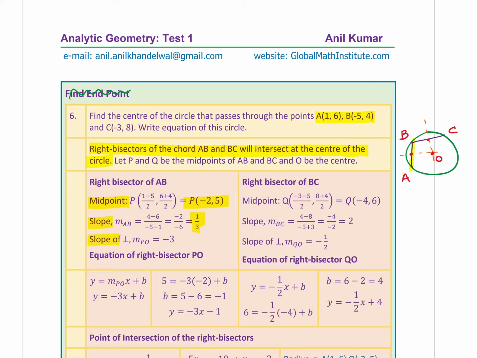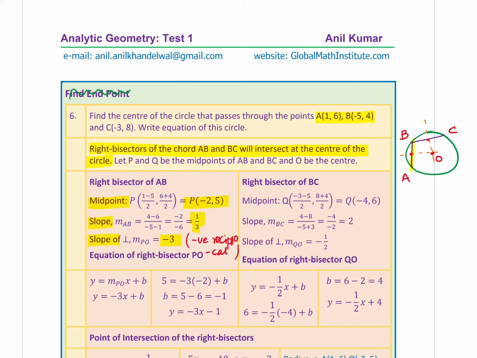Now you know the slope of the perpendicular will be the negative reciprocal. So the negative reciprocal will be minus 3, right? Let me write negative reciprocal. That is how the slope will be for a perpendicular line. So we get the slope of the perpendicular line.